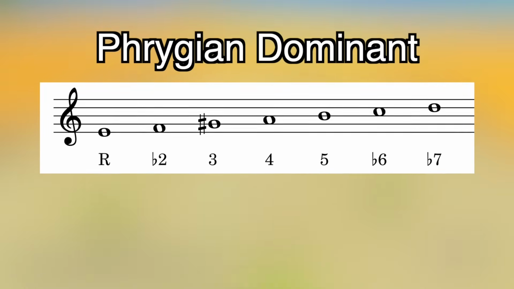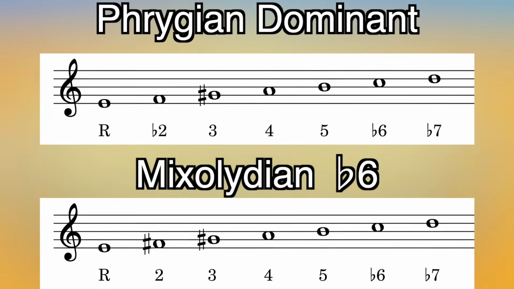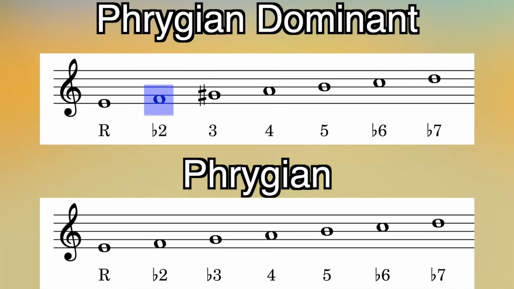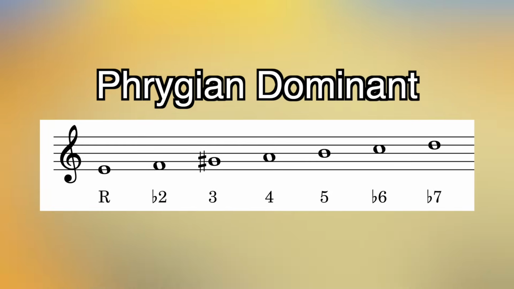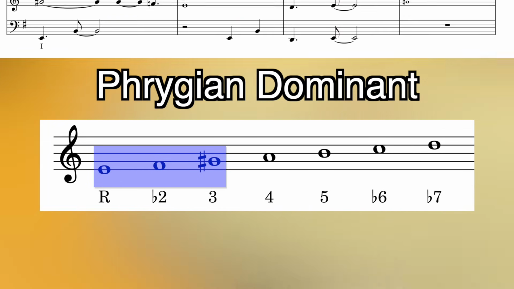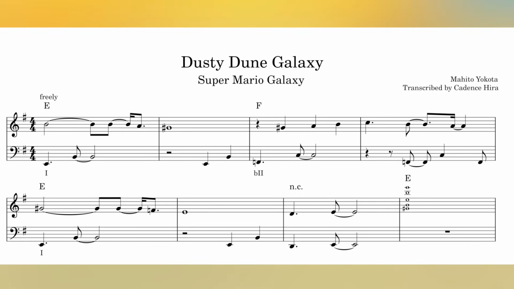The fan favorite Phrygian Dominant, which is very similar to Mixolydian flat 6, except we also lower the 2 to a flat 2, similar to Phrygian, but also giving us this large augmented second to our major third. And that one flat 2-3 makes all the difference, definitely making our scale spicier and giving it more pull. This scale can be heard in Super Mario Galaxy's Dusty Dune Galaxy.